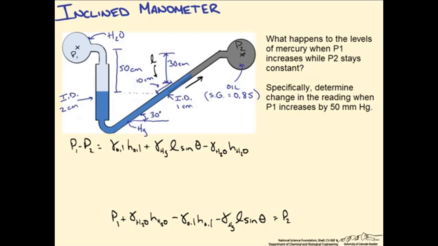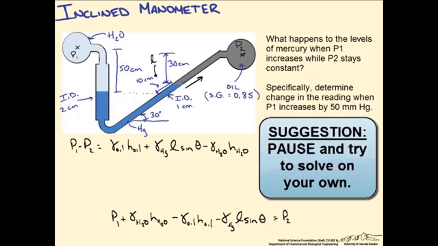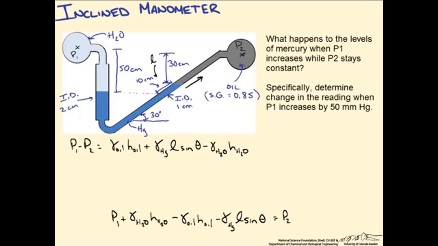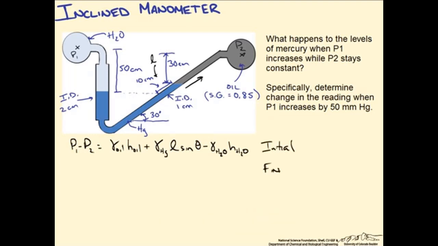So we specifically want to determine what that change in that reading is going to be when P1 increases by 50 millimeters of mercury. So there's a number of ways we could approach this. We could first either calculate what the initial pressure difference is given the values in the figure, and then add the 50 millimeters of mercury to it, and then recalculate those values. Or two, we can set up two different sets of equations. One, the following, which is, say, our initial system, and two, what we'll designate as a final system.